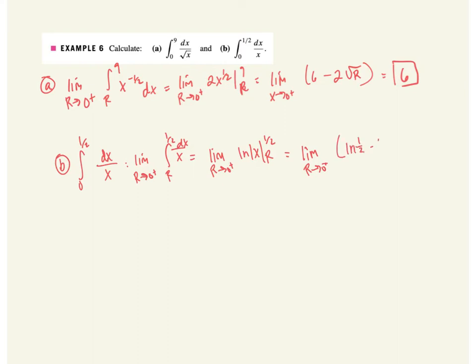Okay, so we have ln of a half minus ln of r. And if we evaluate the limit at 0, if you just visualize what the graph of the natural log is and what is happening at 0 is where that asymptote is, and the graph is approaching negative infinity at 0. So therefore, this is really ln of 1/2. It's approaching negative infinity, I'm sorry, so minus a negative infinity. So it goes to positive infinity.